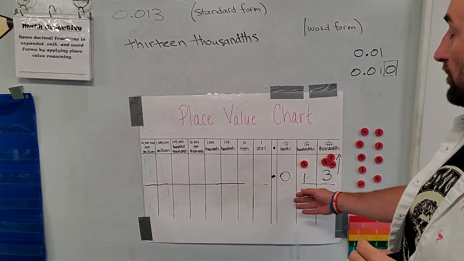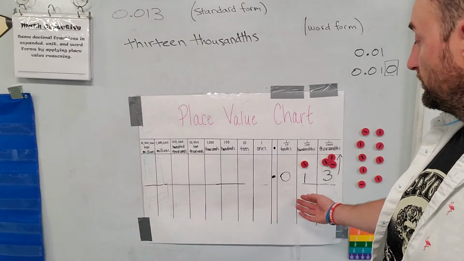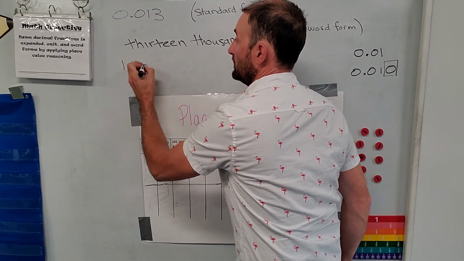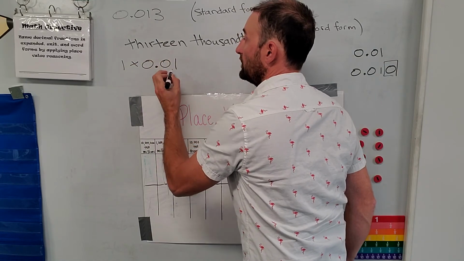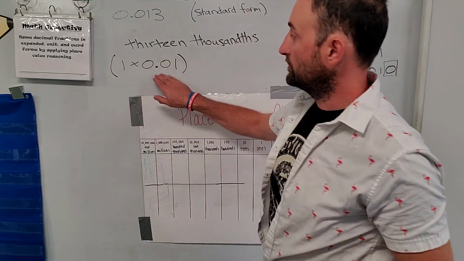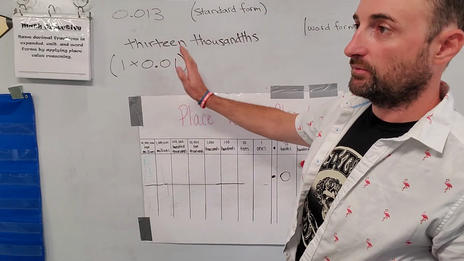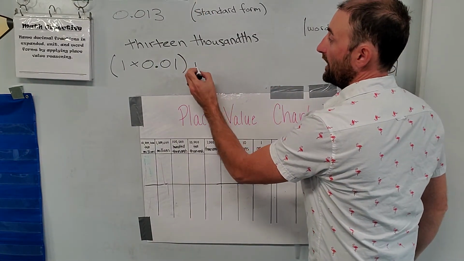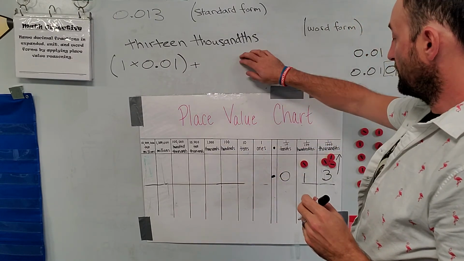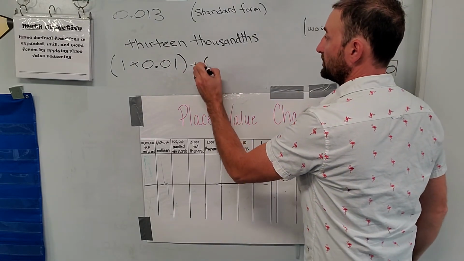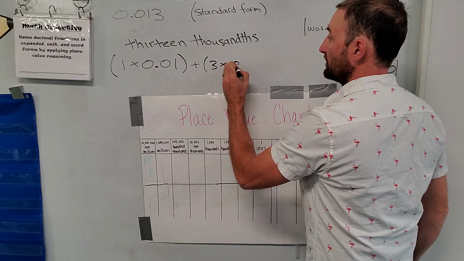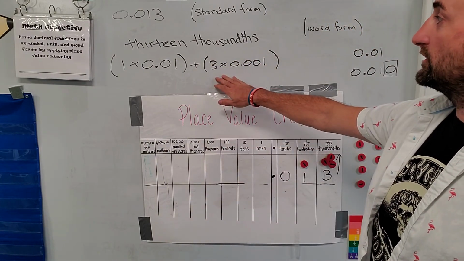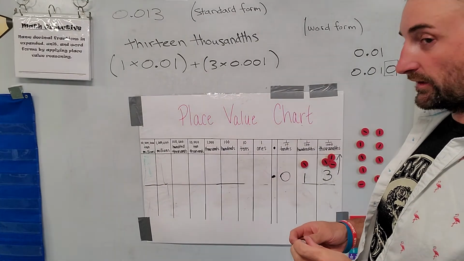And then in expanded form, we can look at our place value chart again to help us. In expanded form, we're only concerned with the numbers that are not zeros. We have one group of hundredths. So 1 times 1 hundredth. I know the hundredths would have 2 decimal places because that's the second place after the decimal. And then we're going to add that to how many thousandths we have. We have 3 thousandths, so that's going to be 3 groups of 1 thousandth. And that's how we would show 13 thousandths in word form, standard form, and expanded form.